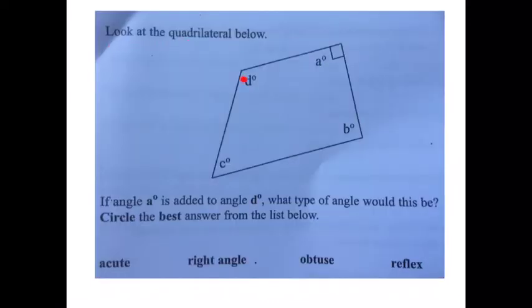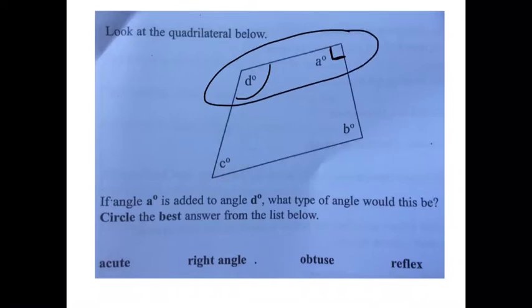Look at the quadrilateral below. We've got D, A, B, C angles all listed. If angle A is added to angle D, what type of angle would this be? Okay, so we're imagining that we're adding angle D and angle A. So we're going to add these top two angles. And what would that produce? Well, it's not going to produce a right angle because it's going to be above 90 degrees. It's not going to produce an acute angle because acute angles are less than 90 degrees. So we're interested in the last two, a reflex or an obtuse angle.